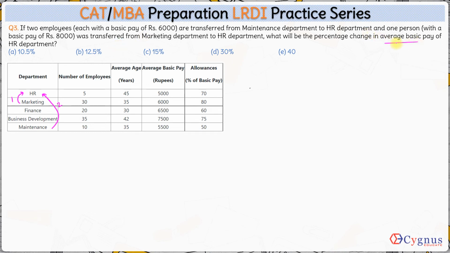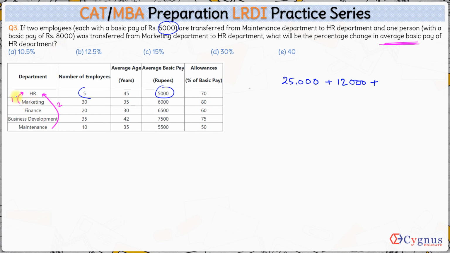Now the question here pertains only to the average basic pay. Now remember, the average basic pay does not change when a person is transferred from any department to any department. What changes is the gross pay. He gets an additional allowance of 10% on the basic pay, but basic pay remains the same, right? So the initial basic pay of the HR department was 5 people, 5,000. So initial total basic pay was 25,000. Now two people whose basic pay is 6,000 are transferred. So total basic pay increases by 12,000.